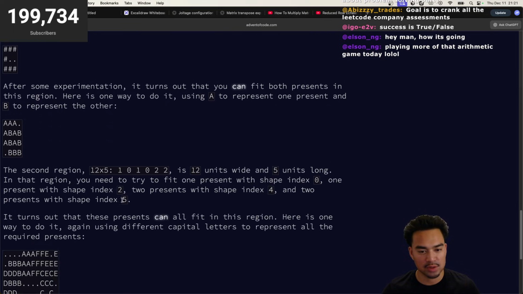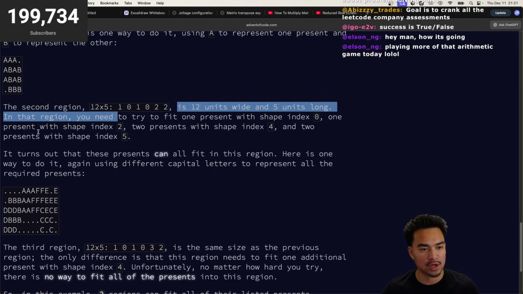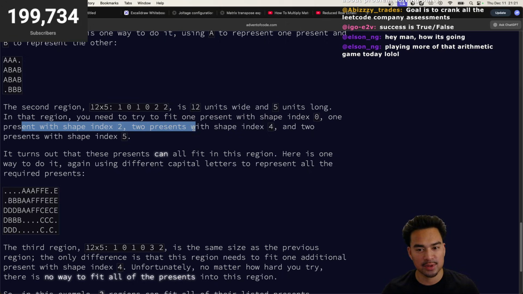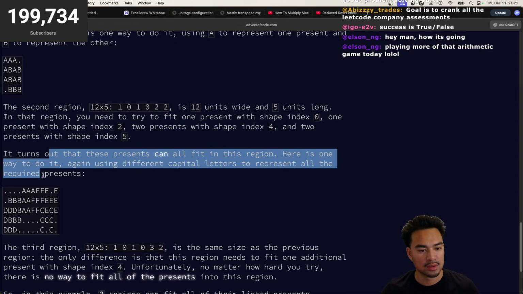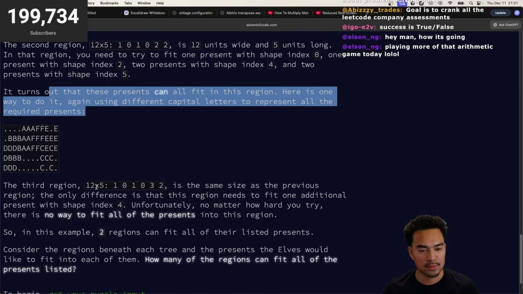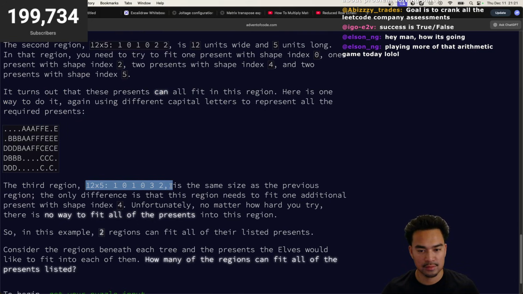Yeah, the second region is 12 by 5. It's 12 units wide and 5 units long. In that region, you need to try to fit one present with shape 0, one present with shape index 2, two presents with shape index 4. Twelve five. Okay.